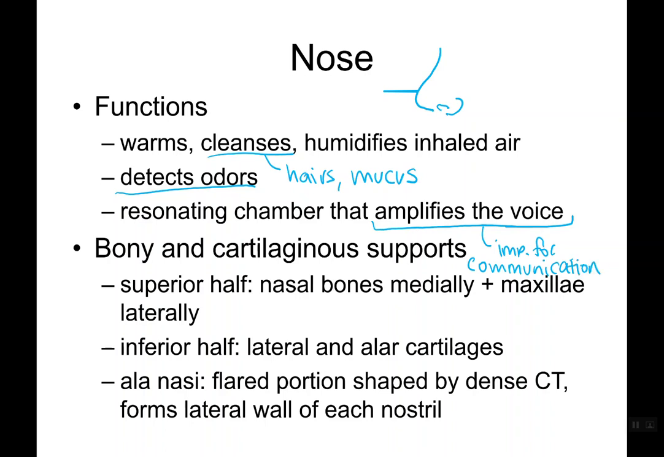So that's important for communication. There are both bony and cartilaginous supports for the nose. The superior half are the nasal bones medially and the maxillae laterally. So you might think of the nose as only being comprised of the nasal bones, but those are really just the bridge of your nose.